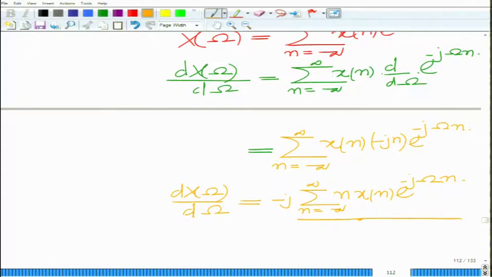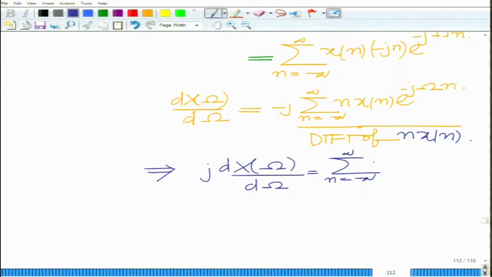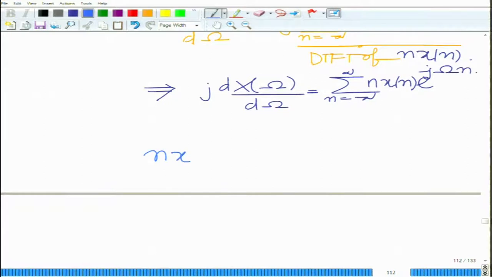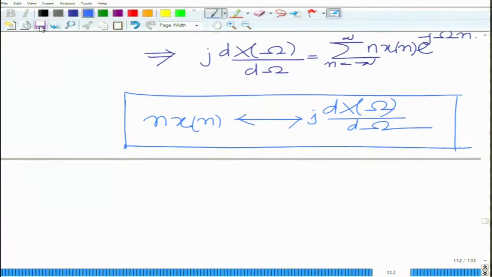So this is basically the DTFT of the signal n x n. And therefore, if you bring the j to the other side, j dX omega over d omega equals summation n equals minus infinity to infinity n x n e raised to minus j omega n. And therefore, we can conclude that n x n has the DTFT j dX omega over d omega.